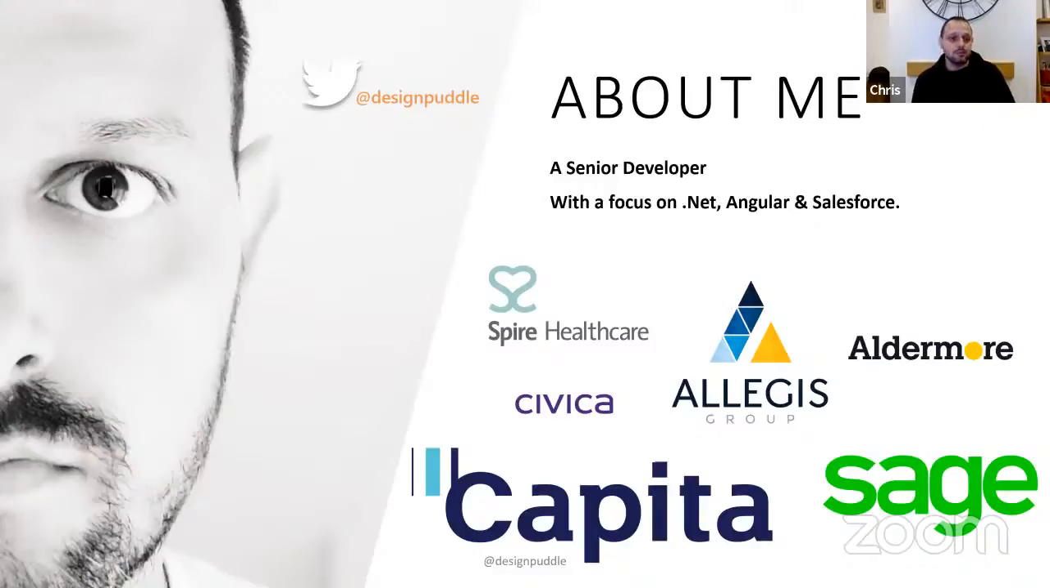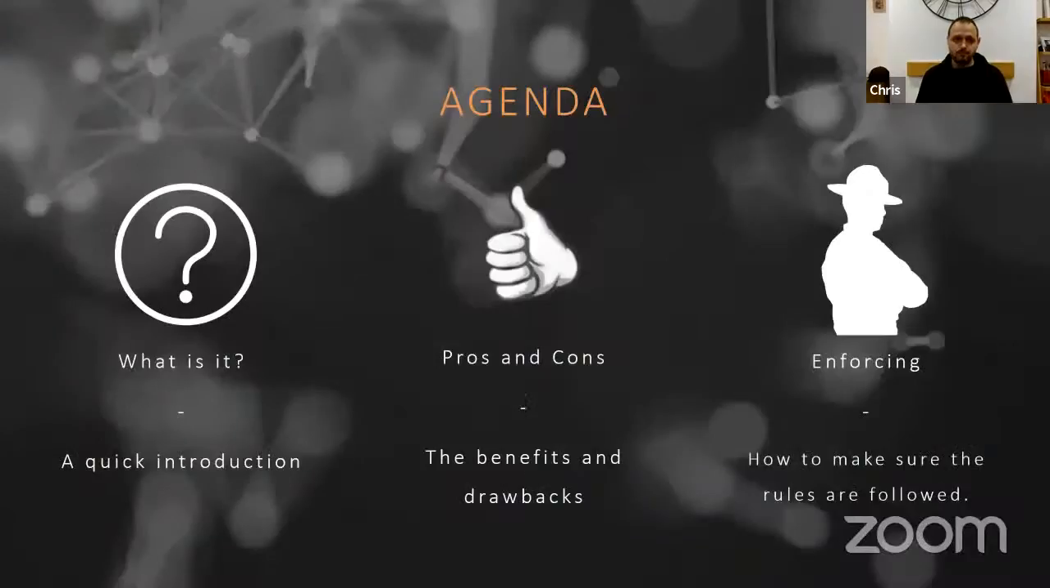I'm always keen to implement process, automate tasks, and improve communication within teams. And code quality is something I think is very important too. And that's where this talk on linting comes in. So just a quick overview of what we will be covering. What is it, why you should use it, and how you can enforce it.